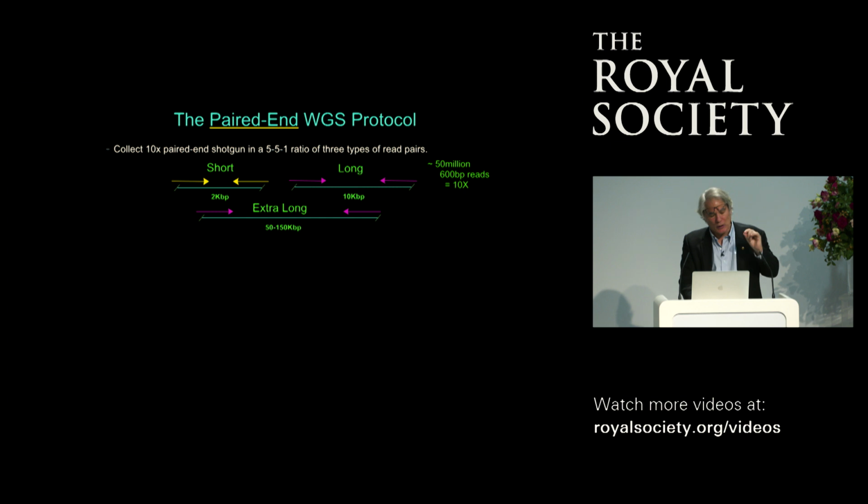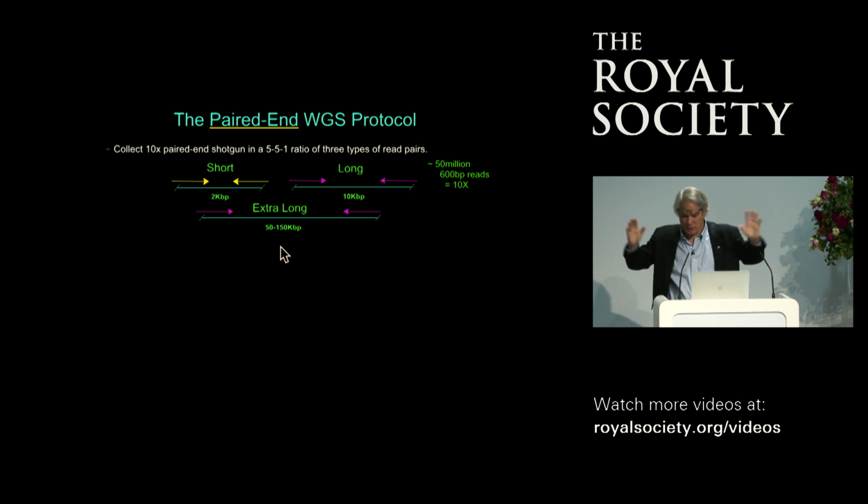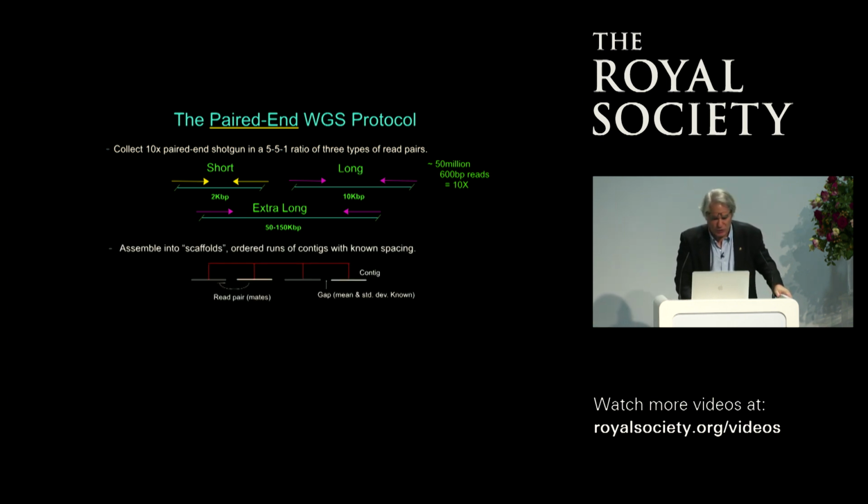entire genome, but that we collect the data in a number of kind of paired ends. So we do a short pair where they're 2 kb apart, a long pair where they're 10 kb apart, and an extra long pair where they're 50 to 100 kb apart. So you can imagine now I have all these links between the contigs. And I'll show you exactly how that works in a minute.